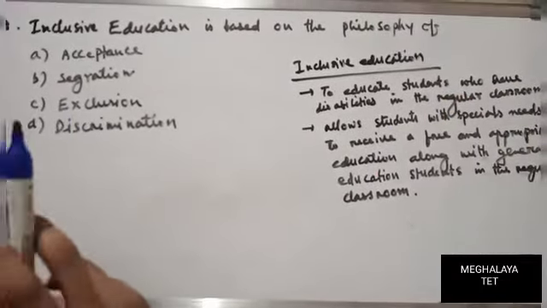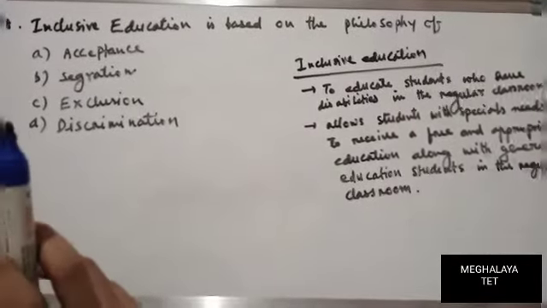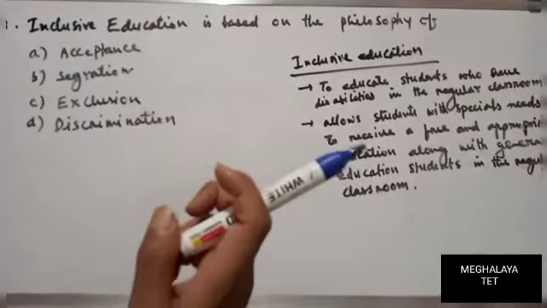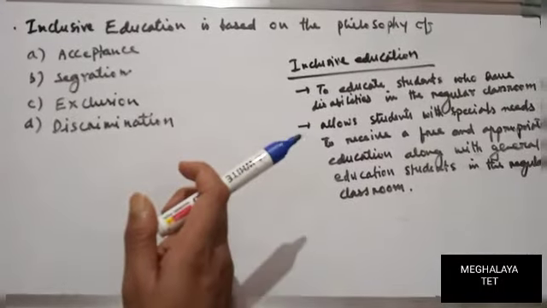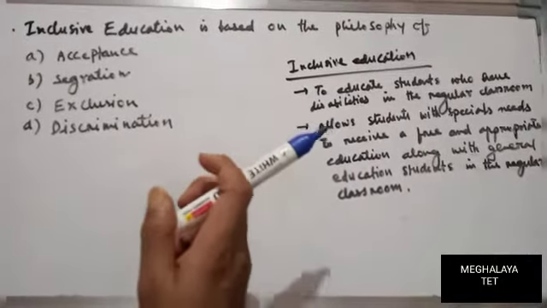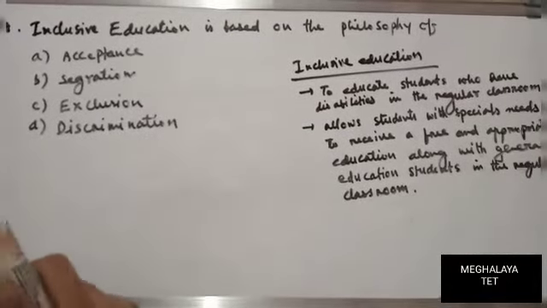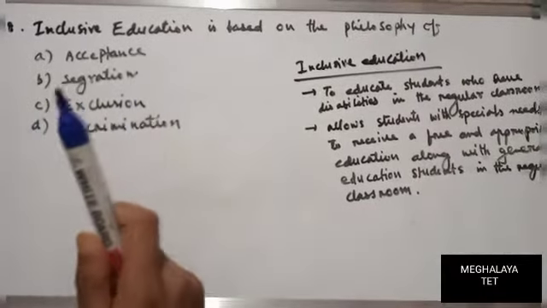Acceptance means admitting the students in the same classrooms. The teachers should not ignore the children who have disability, they should not be ignored from entering the regular classrooms. That means they have to accept them. So it is based on the philosophy of acceptance.